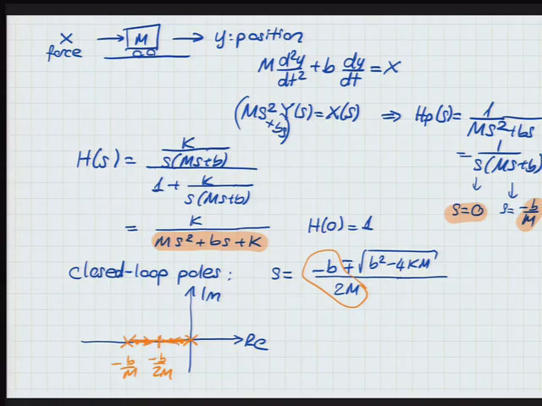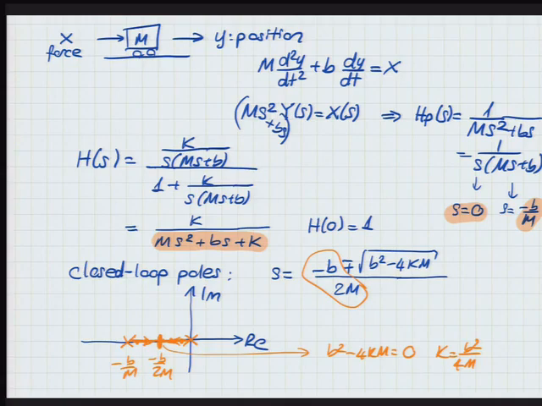And then comes a point when b squared minus 4km is 0. And at that point, k is equal to b squared by 4m, right? At that value of the gain, I have two repeated poles, both in the center. So the two poles started moving towards each other. They clashed in the middle, right? All right, now we have repeated poles.